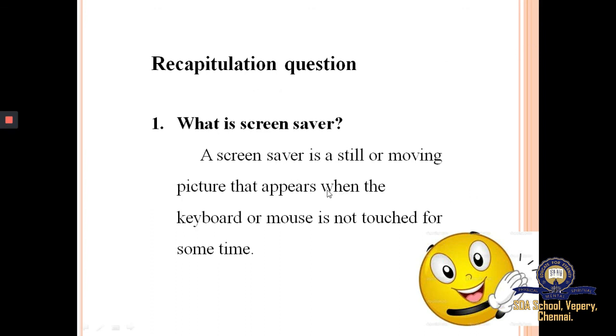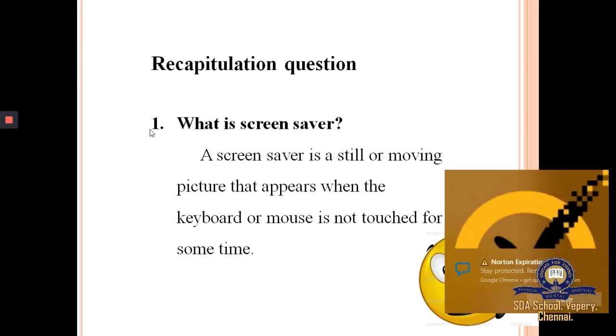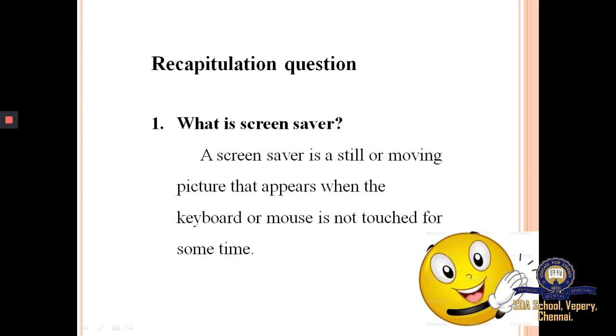Next, we move on to the recapitulation questions. The first question is, what is a screensaver? What is meant by screensaver? A screensaver is a still or moving picture that appears when the keyboard or mouse is not touched for some time. This is called a screensaver.